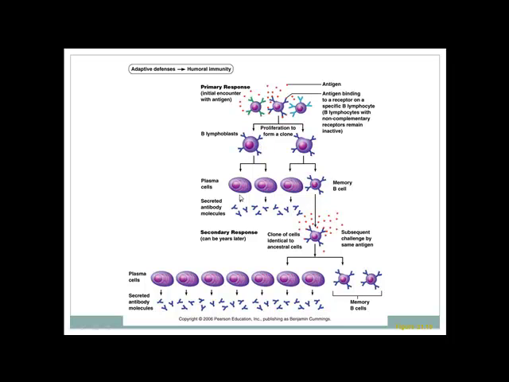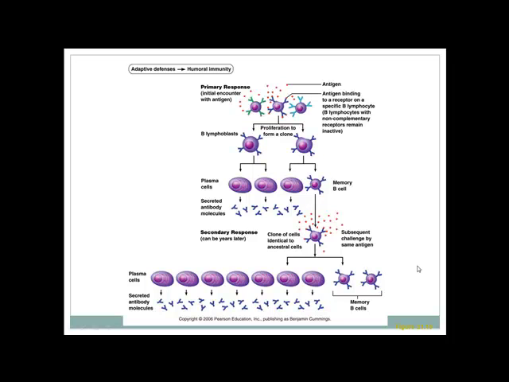Plasma cells will produce antibodies. Memory B cells will be saved for later in case you get infected again. This would be your primary response. With your primary response, you just get a couple of plasma cells, a small immune response, and enough antibodies made so you can fight off whatever's going on. You also make some memory cells, so if you get infected again, your body knows what's going on.